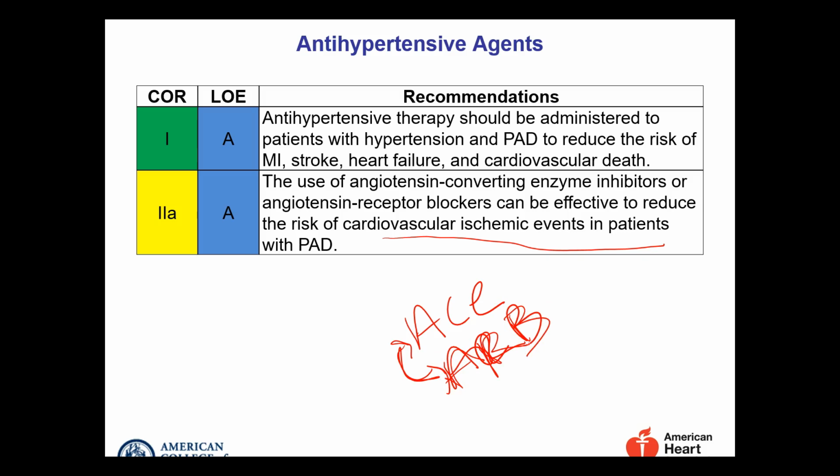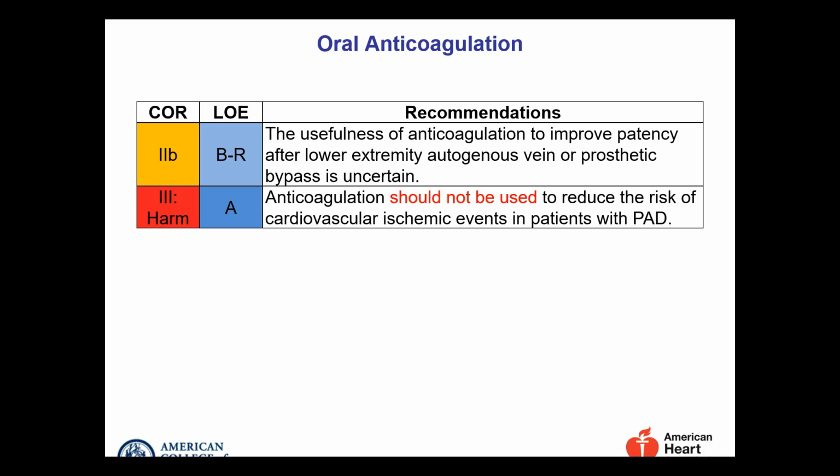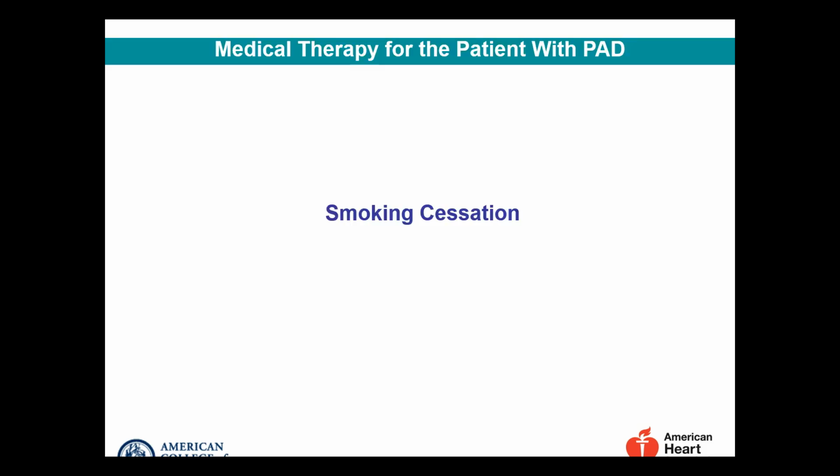Amlodipine, that's a calcium channel blocker. We would not use that first. We would go to these first. And then the usefulness of anticoagulation to improve patency after a prosthetic bypass is really uncertain, but anticoagulation should not be used to reduce the risk of ischemic events. So really they should already have revascularization done, or we know that they have issues already.